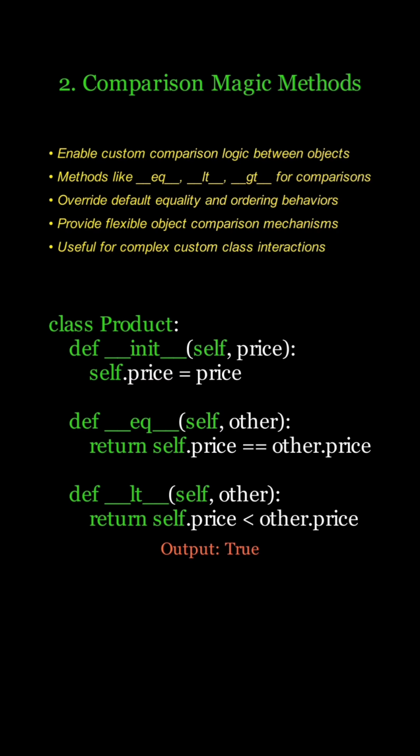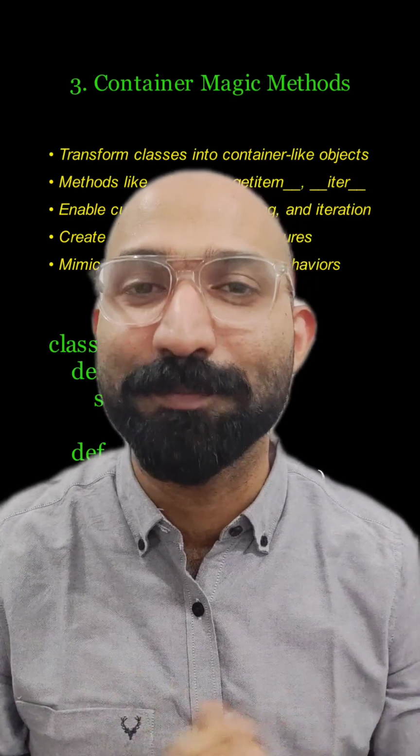This means that we can now directly compare product instances using familiar syntax like double equals or less than, and Python will use our custom comparison logic. Behind the scenes, when you write product1 == product2, Python actually calls product1.__eq__(product2). These methods are particularly useful for sorting collections of custom objects or implementing business-specific comparison rules in your application. And finally, container magic methods.